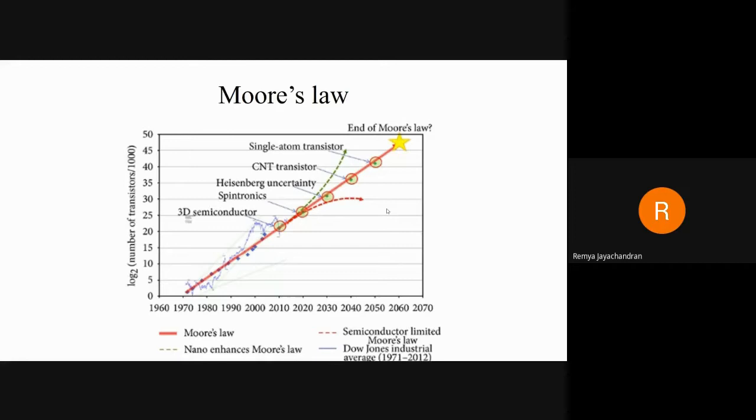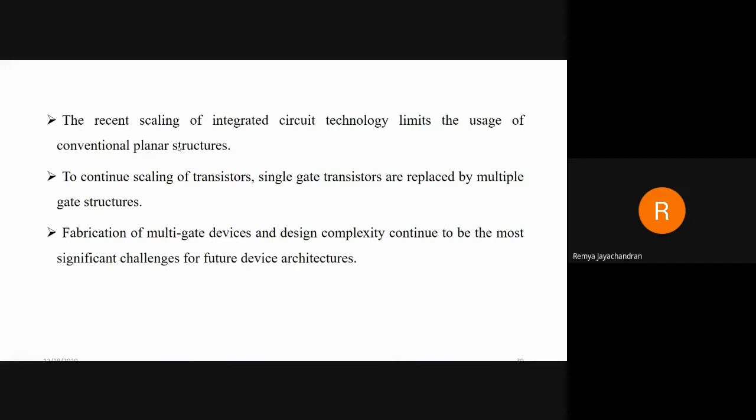So the recent scaling of integrated circuit technology limits the usage of the conventional planar transistor. To continue the scaling of the transistors, the single gate transistors are replaced by multiple gate structures like tri-gate FET, FinFET, gate-all-around FET. The biggest challenge is the fabrication of these multi-gate devices and the design complexity.